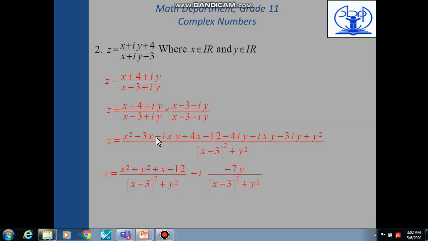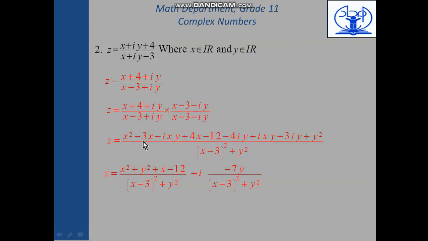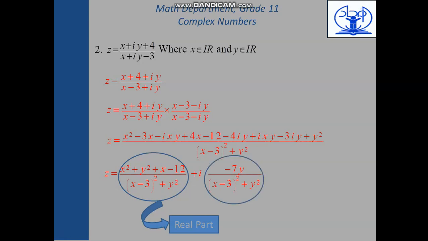Now group the real parts together. We have x squared plus y squared plus minus 3x plus 4x, which is x, and minus 12 in the real part over the denominator, plus i. In the imaginary part we have minus ixy and plus ixy, which simplify. We have minus 3iy and minus 4iy, which is equal to minus 7iy. We put i here, so minus 7y over the denominator. This one is the real part of z, and this one is the imaginary part of z.